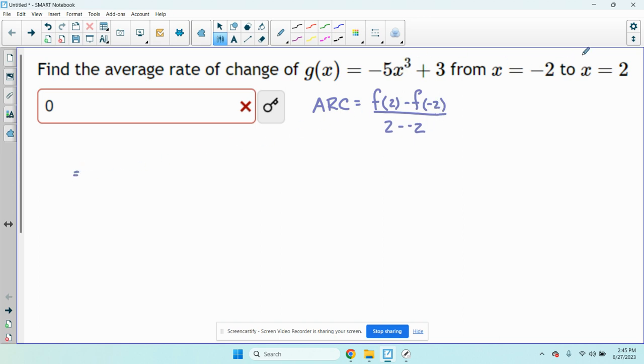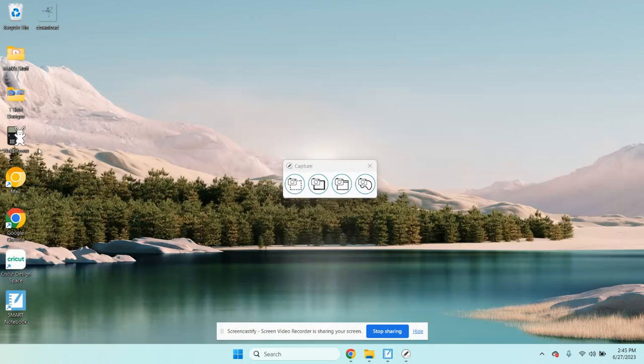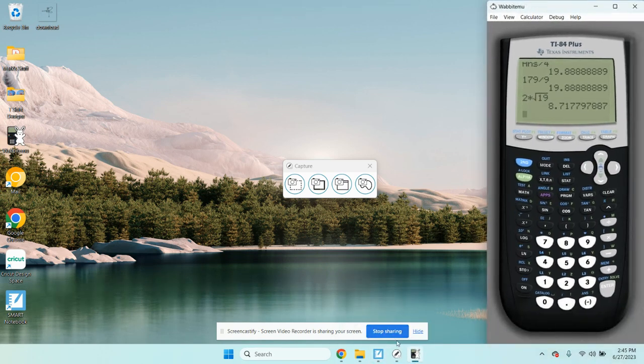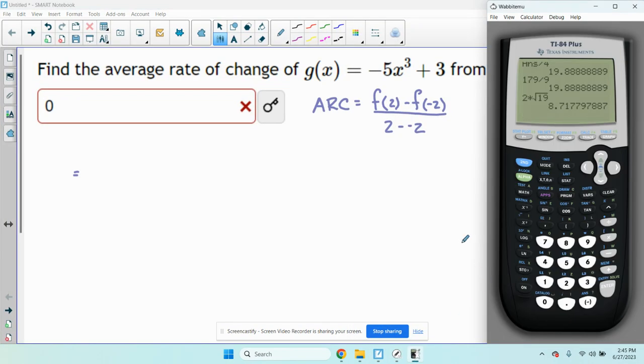You can either rewrite the entire thing with the 2 in place of the x, or you can figure out what f of 2 and f of -2 are, respectively. That might be the easier way to do this particular problem. So we have -5 times 2 to the third plus 3. And so that's -37.